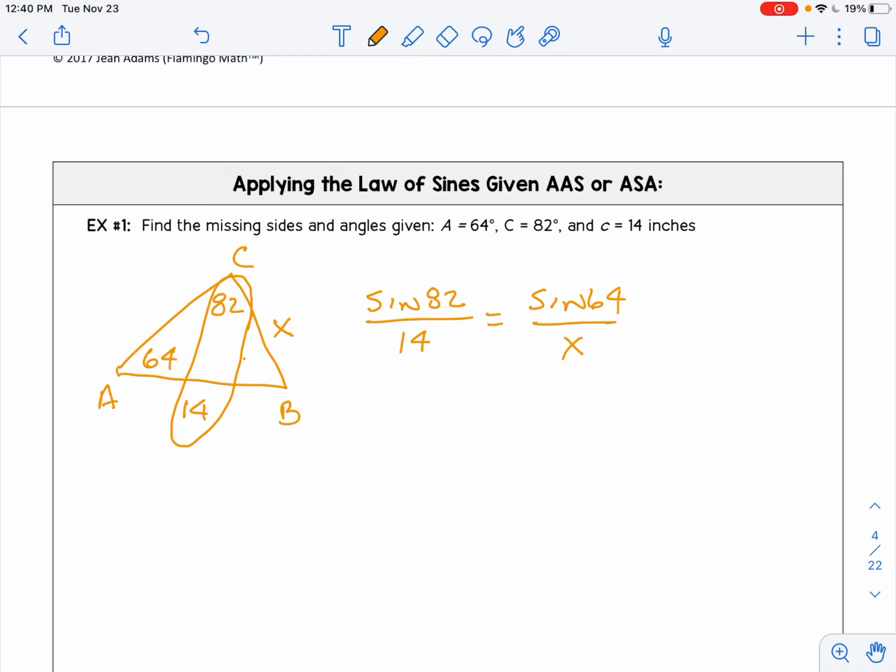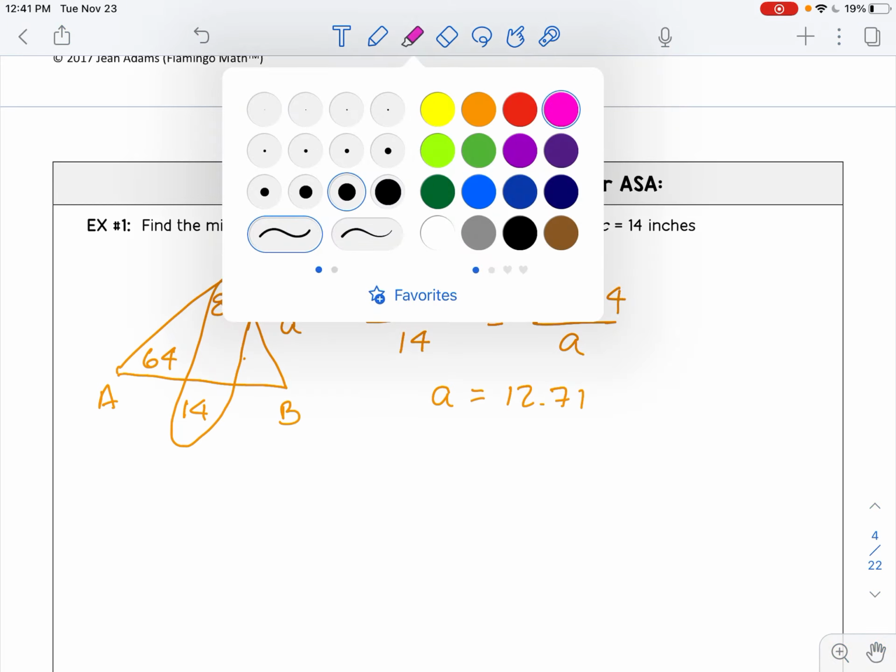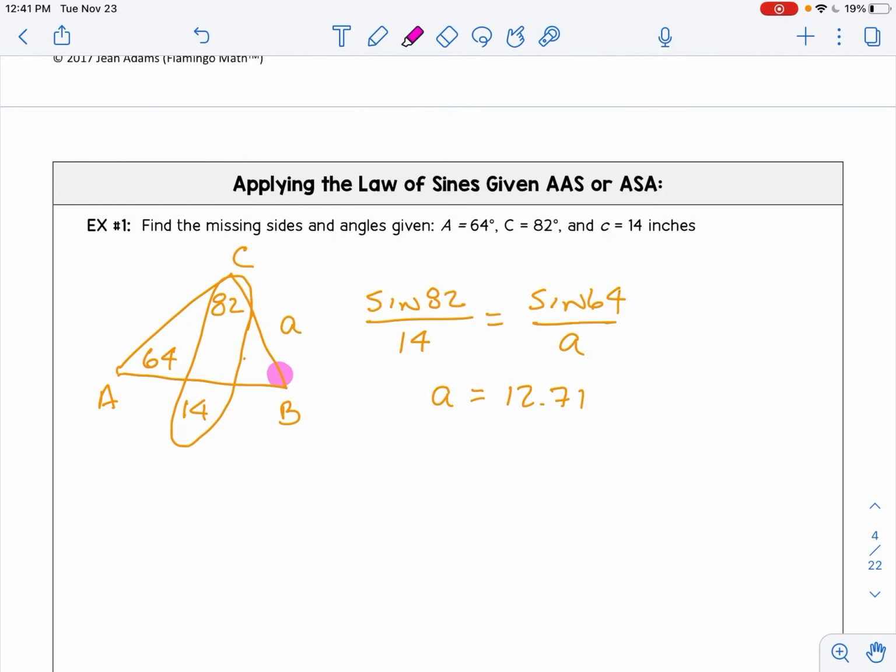If you do the cross, divided by the cross you don't know, that's going to make little a. Actually, I should have done that, I guess. Let's erase this just to get used to it. This is little a, making this little a. That's better instead of x. That makes little a, which is a side. Little letters are sides, big letters are angles. 12.71. Okay, now, the other one I can find quickly, sort of, is angle B. How do I find angle B?